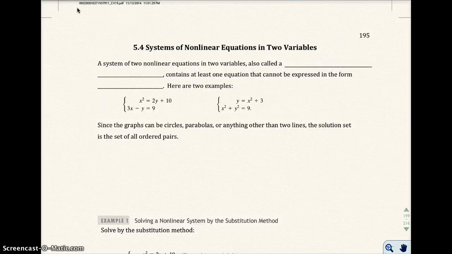Section 5.4, Systems of Nonlinear Equations in Two Variables. A system of two nonlinear equations in two variables is also called a nonlinear system. It contains at least one equation that cannot be expressed in the form of ax plus by equals c.